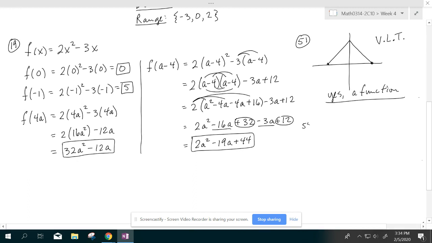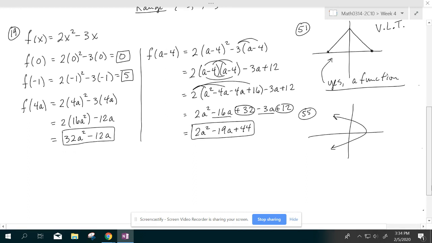Next, number 55. There you go. And again, they want to know, is this the graph of a function?